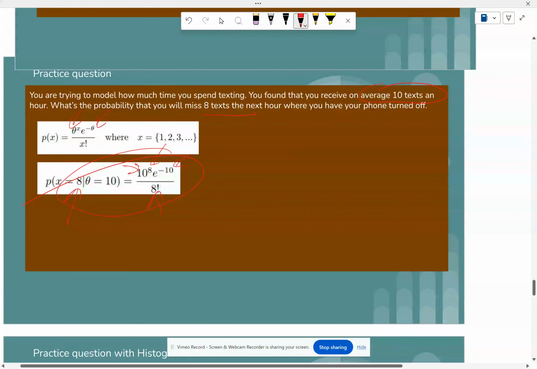So now, once you have p of x, you can do all sorts of calculations. Like, what's the probability you'll miss more than 8? What's the probability you'll receive less than 8? All sorts of questions can be answered once you have p of x.